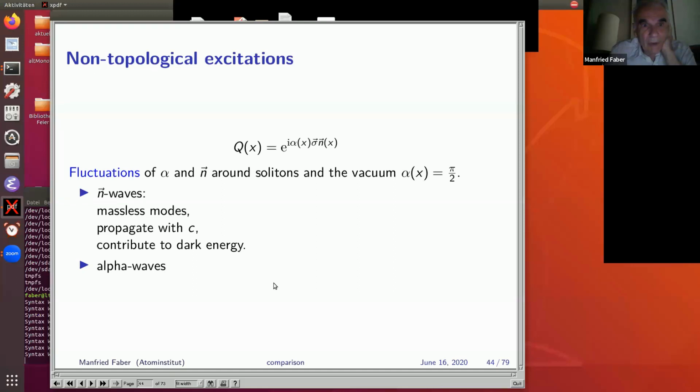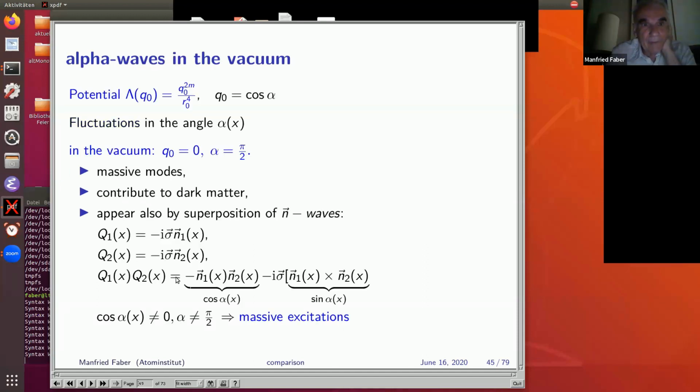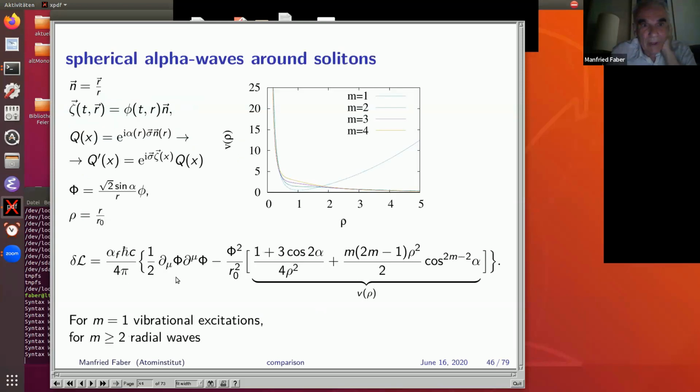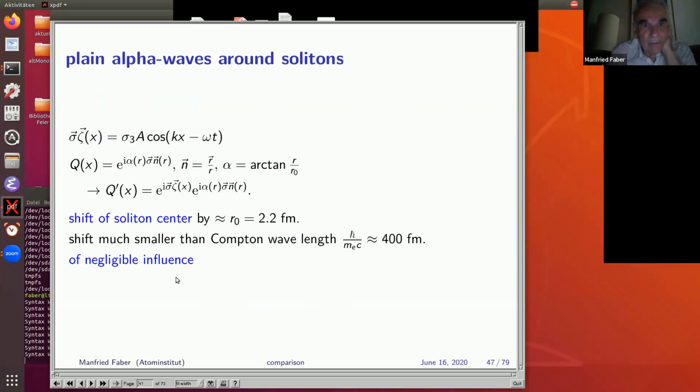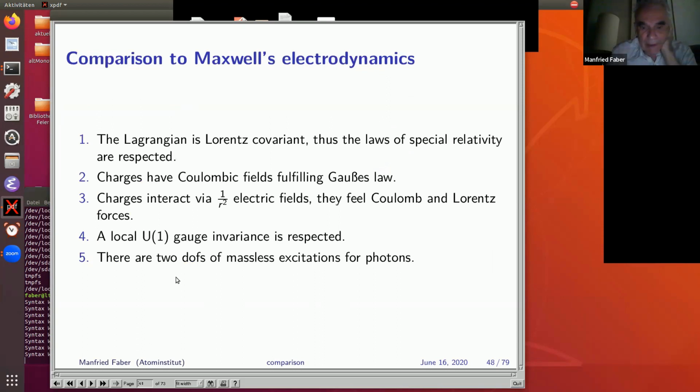This model also has non-topological excitations. I told you we have 3 topological quantum numbers, so we have topological solitons. But further than that, we have other non-topological solitons. It can be, for example, waves in n and waves in this angle degree of freedom, which I called alpha. I have here some discussion about some alpha degrees of freedom. I don't want to enter into it. Maybe interesting is a final conclusion: a comparison to Maxwell electrodynamics and differences to Maxwell electrodynamics.